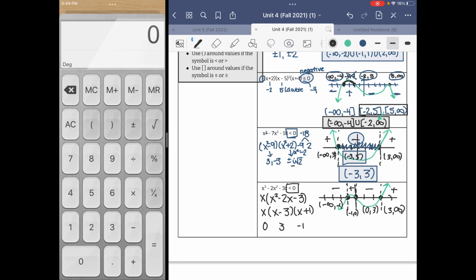Since this is less than 0, I want the negatives, which is going to be here and here. So negative infinity to negative 1, and 0 to 3. And technically, if I am using two intervals, I do need to put that U in between them like that. And that's my answer.